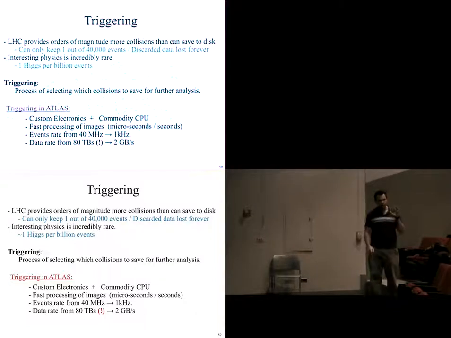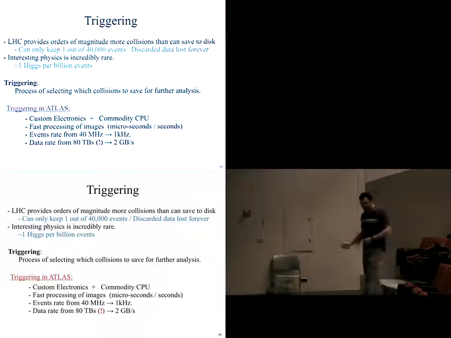The idea is we look at all these 40,000 pictures very quickly, within microseconds, and we decide whether or not they might be interesting. Then if they pass a certain threshold of being maybe interesting, we look at them more closely with more commodity CPUs that also run in real time. We make the decision whether or not to keep an event within microseconds after taking it. This amounts to doing this image processing, or developing these photographs, very quickly: in microseconds for the custom electronics, and then within seconds for the commodity CPUs.